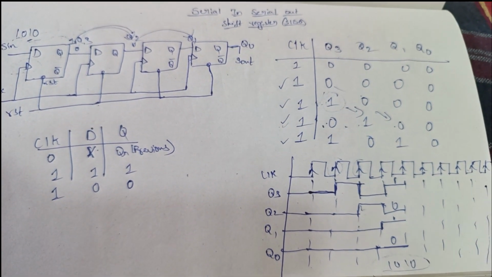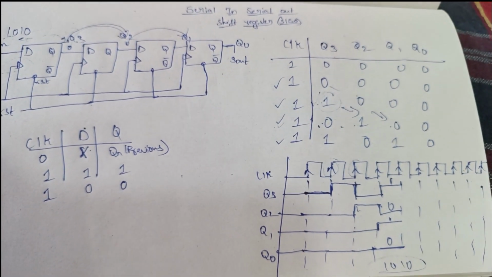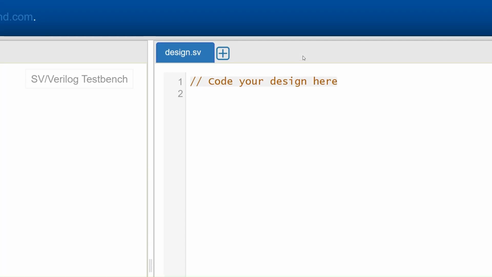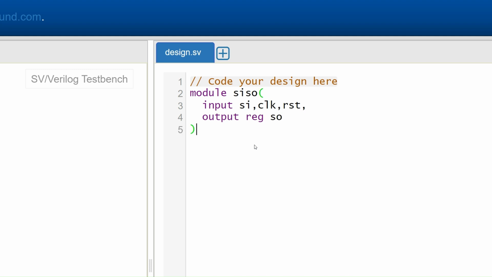Now we will see how to write the Verilog code for the serial in serial out shift register. Okay guys, now we will start making the Verilog code. For that I am creating the module SISO. Here we will require some inputs: SI, which is nothing but the serial input, and the clock and reset. And the output I will consider as a register, output register S0, because it will store the previous value and change accordingly.